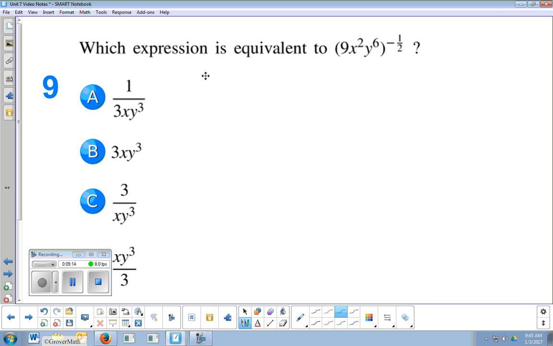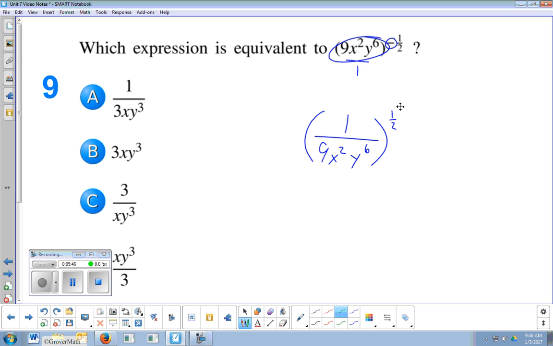One more here. Which is equivalent to this? So this kind of combines a couple of things. We have a negative exponent with a fraction exponent. So we have to do kind of two pieces here. First, I always like to deal with the negative exponent first. Turn that to be positive, and then you're just dealing with positive exponents. So reciprocal this whole thing, again, the whole thing's over 1, so 1 over 9x squared y to the 6th, and now it's being raised to a positive 1/2. I did not reciprocal the exponent, only the base, but the exponent did become positive.